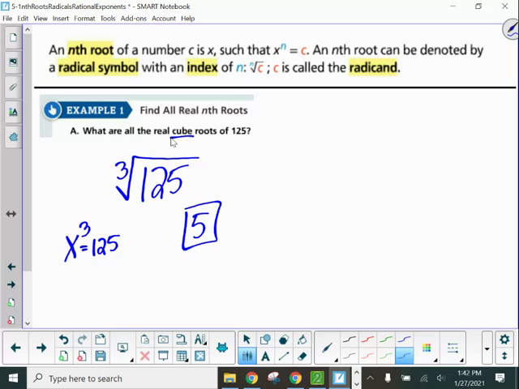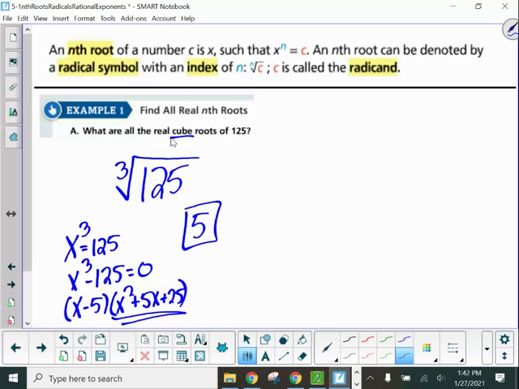If we were to go through and factor this to solve, it does give us a difference of cubes that would factor into x minus 5, x squared plus 5x plus 25, and this trinomial does not factor. That's actually not even a real solution. So that's why we only get the one solution here, and that is 5.